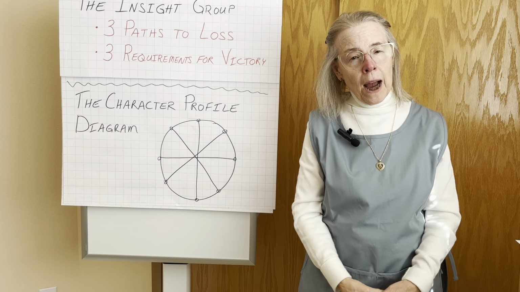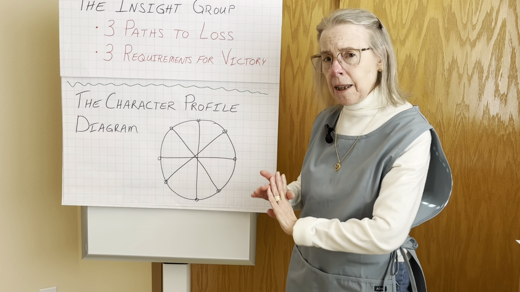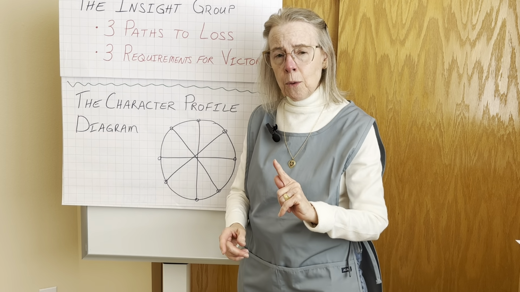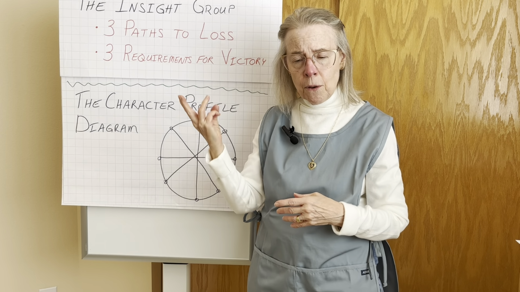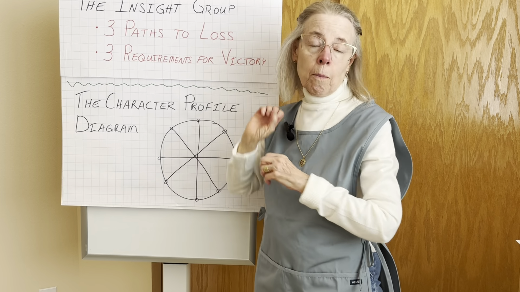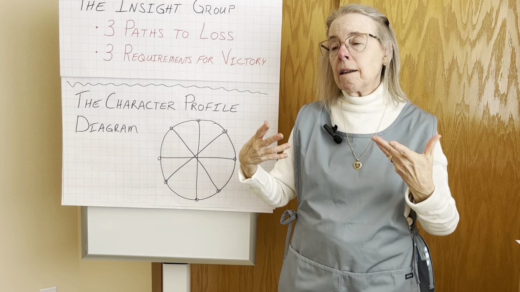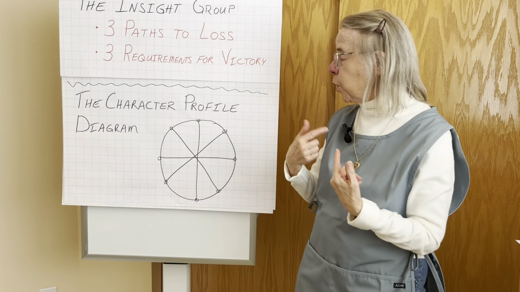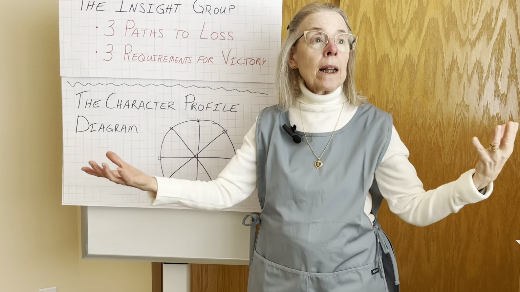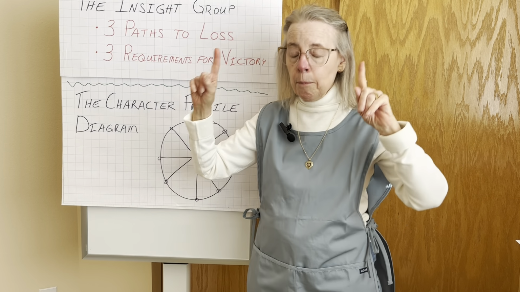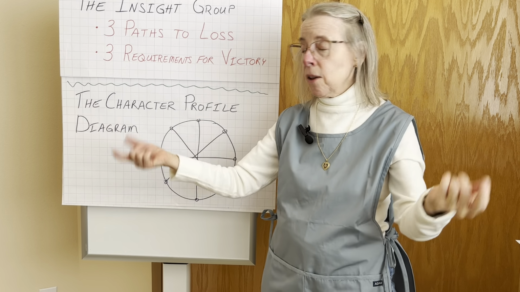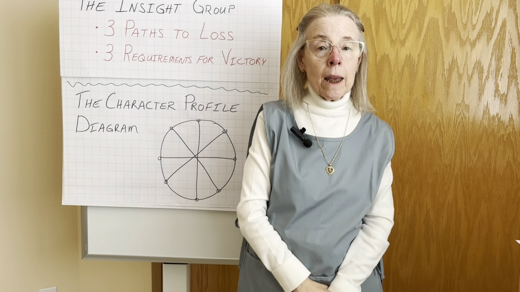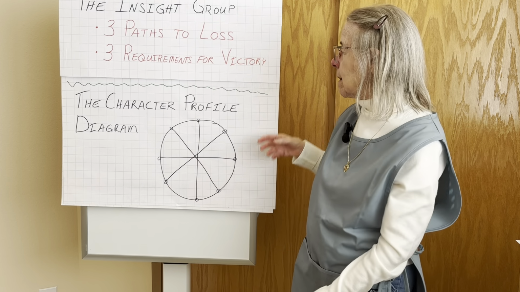And the other thing that we will find that we haven't yet mentioned specifically, they have three requirements for victory. And the three requirements for victory have to do with the past, the present, and the future. In all of the insight group, the person who's achieving the insight has to remember the lessons of the past, be able to judge correctly the circumstances of the present, and project accurately what is likely to happen in the future. So we will see these three requirements for victory showing up in all of the character traits of the insight group.